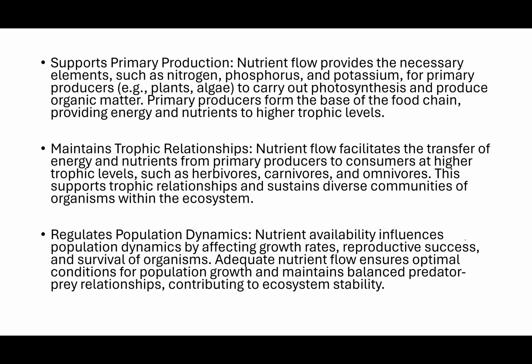It maintains trophic relationships as well, right? Nutrient flow facilitates the transfer of energy and nutrients from primary producers to consumers at higher trophic levels, such as herbivores, carnivores, and omnivores. This supports trophic relationships and sustains diverse communities of organisms within a single ecosystem. Nutrient availability also influences population dynamics by affecting growth rates, reproductive success, and survival of organisms. Adequate nutrient flow ensures optimal conditions for population growth. So these things are very important, right?